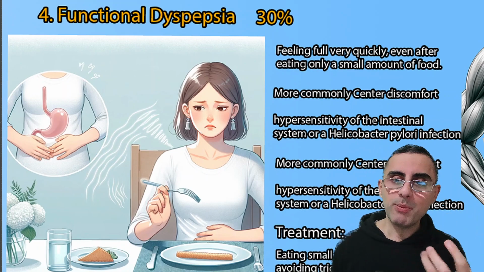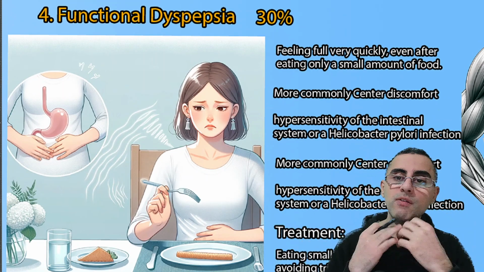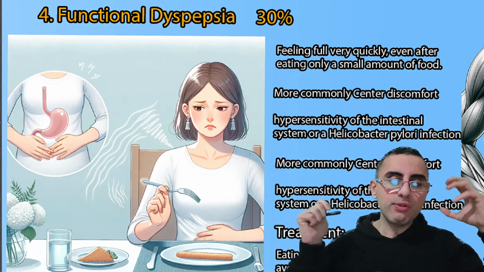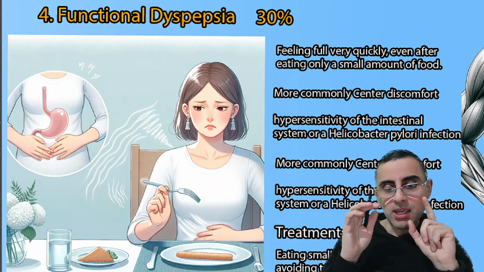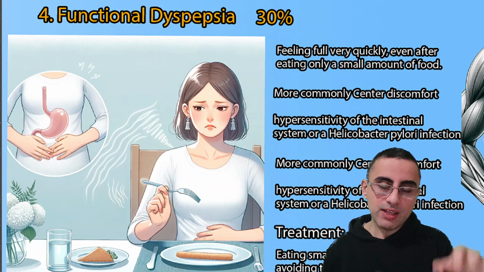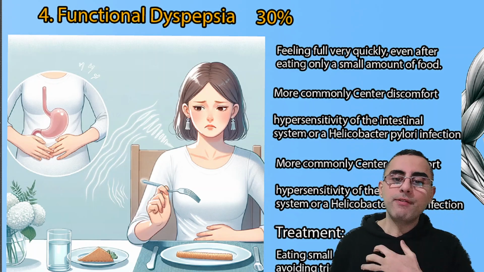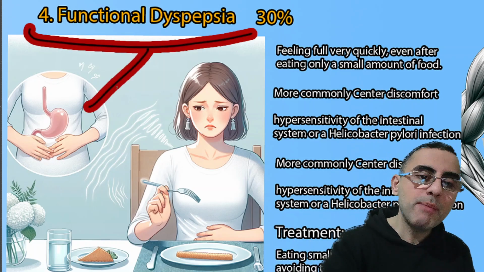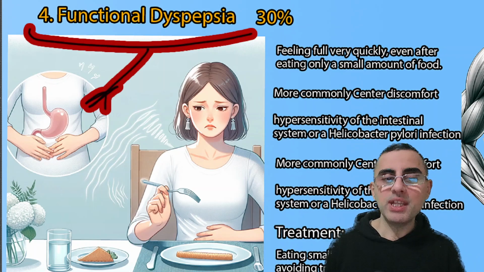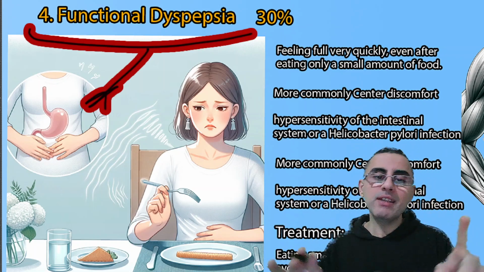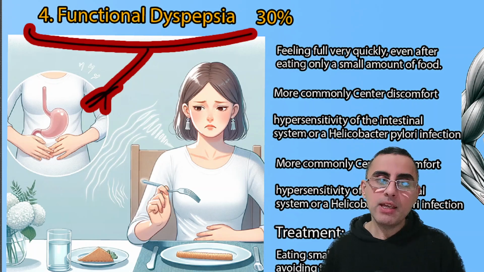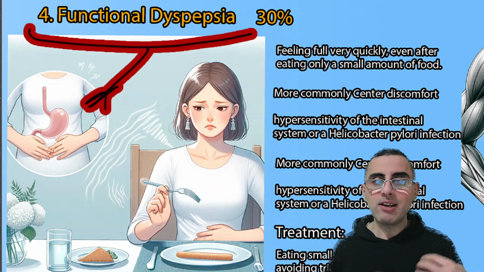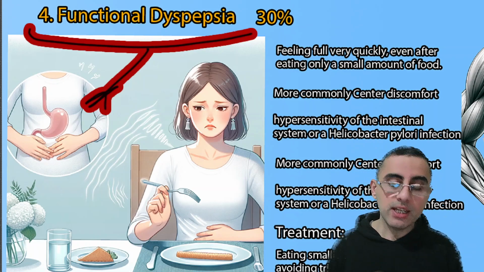What does functional dyspepsia mean? It means when a person feels full very quickly, even after eating only a small amount of food. People say, even if they eat very small meals, that I feel full already, I'm full already. Such people usually have functional dyspepsia. And why does functional dyspepsia happen? Because they have a sensitive gastrointestinal system. They have hypersensitivity, and even the smallest amount of food can cause a sense of satiety and fullness.